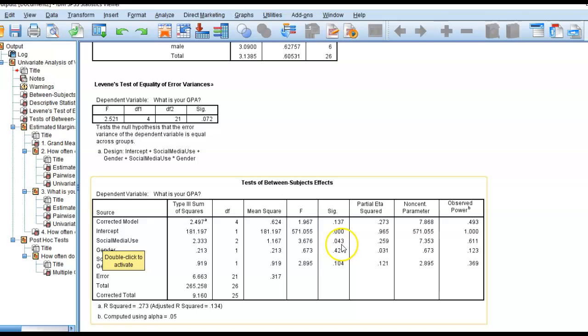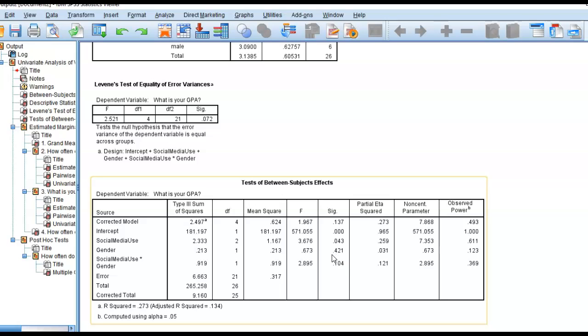I did find a significant effect of social media use. It's 0.04. We set our significance level at 0.05. So this is either significant or not significant, but the effect size is telling me that this is only a moderate effect. The other two, the effect of gender on GPA and the interaction, are not significant. What this means is there was no difference in GPA between males and females, and that's what we would expect.